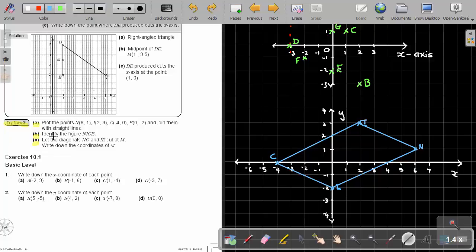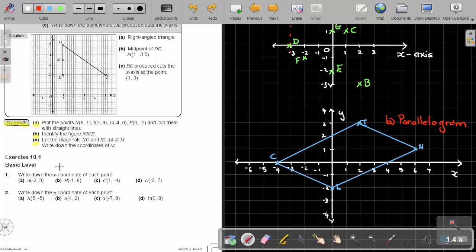And now what they say, identify the figure. If you look, this is parallel, but this is longer than this one. So this will be, let's just write it, this number B, this will be a parallelogram. If the sides were equal, then we could have said it's a rhombus, but now it's a parallelogram. Let the diagonals NC and IE cut at M.